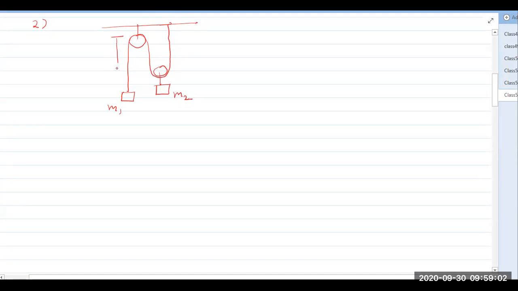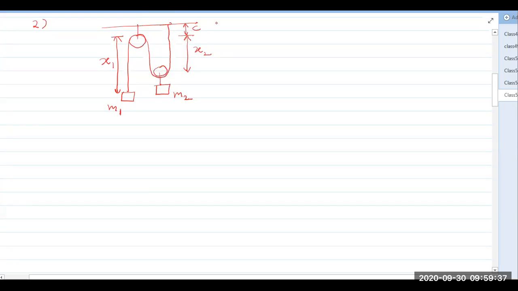So this length from a fixed position is suppose x1. From this fixed pulley the distance is x1, and from the same pulley this distance is suppose x2, and the upper distance we can say some constant c. Okay, so from the pulley the lower distance of mass m1 is x1, and from the same pulley the distance of mass m2 is x2, and from this position the upper end, this small length from here to here, is suppose some constant c.